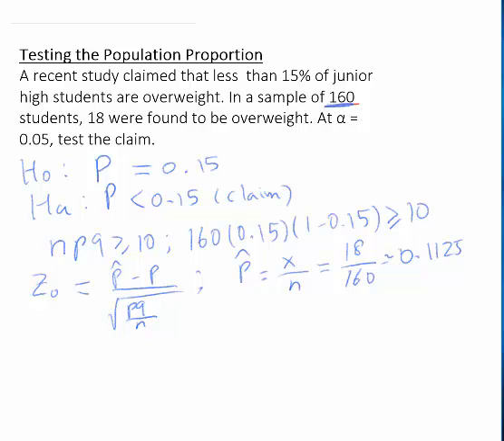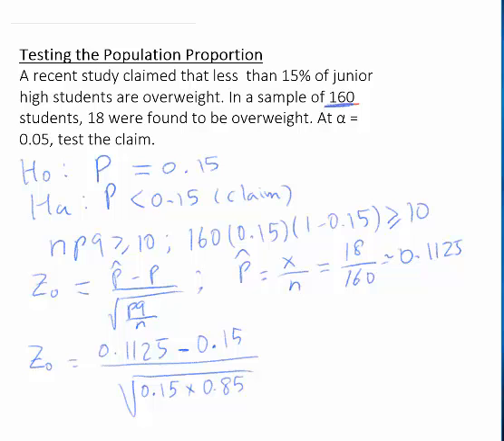Okay, so to find the test statistic z0, we do 0.1125 minus 0.15, which is the assumed value in the null hypothesis, divided by the square root of 0.15 times 0.85, which is q, divided by n, which is 160. Go ahead, guys, and calculate this one and make sure that you do this one right. I got about negative 1.33.